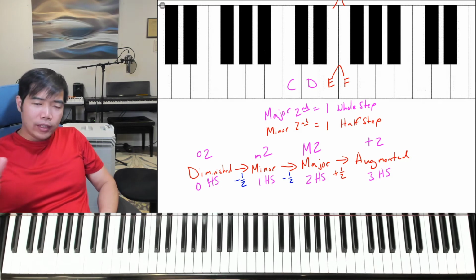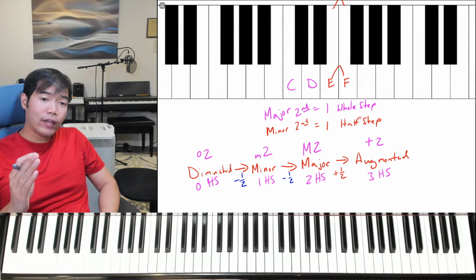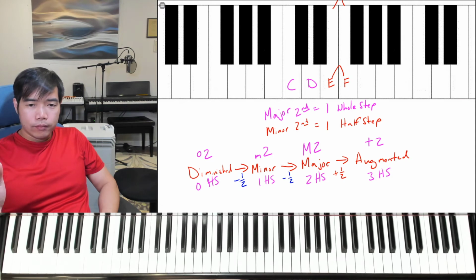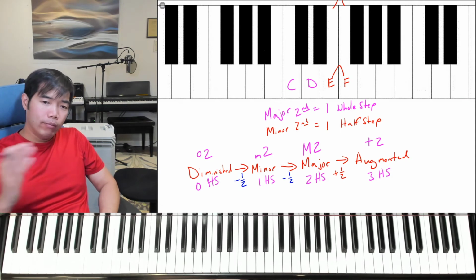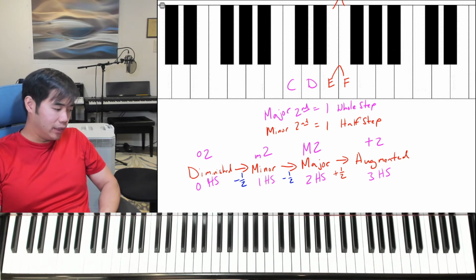So anytime, it doesn't matter what interval it is, if you're going from a diminished to a minor, that's a difference of a half step. Minor to major, half step. Major to augmented, half step. That means if you're going from diminished to major, that's a whole step. Minor to augmented is a whole step difference in distance.